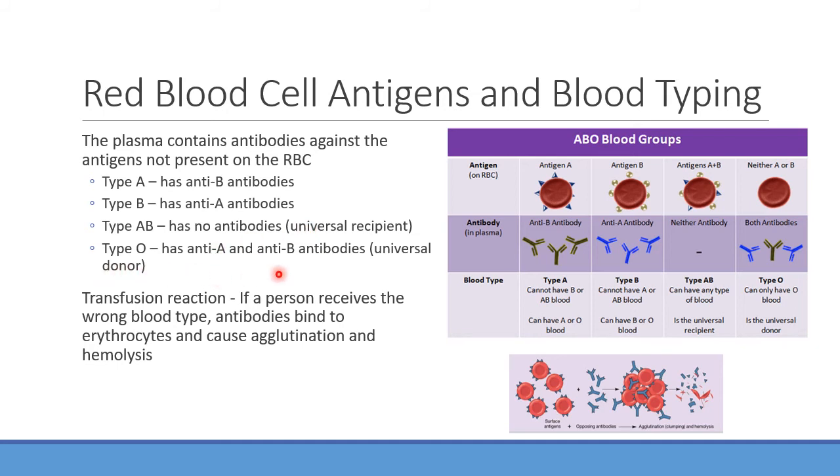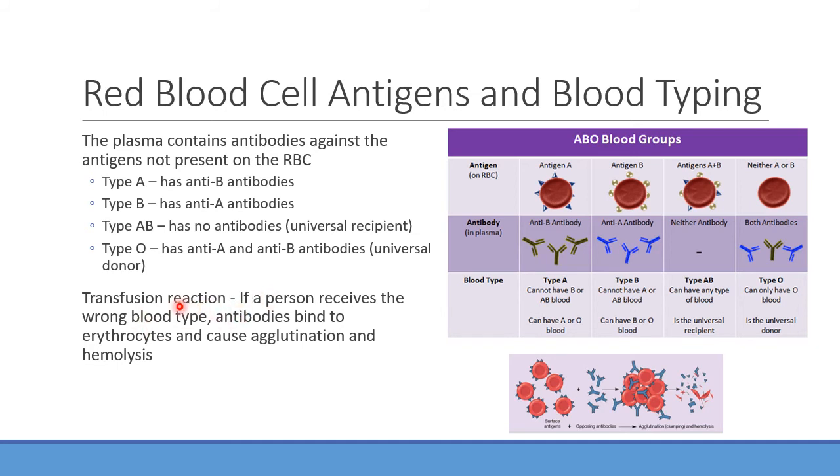Versus on the other hand, with type O, because they develop A and B antibodies, what type of blood can they get? They can only get O, and that's it, right? So again, that's why it's more difficult to find that type of blood for those patients, because they can only get that one type versus AB.